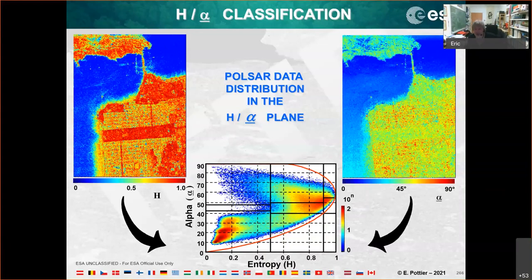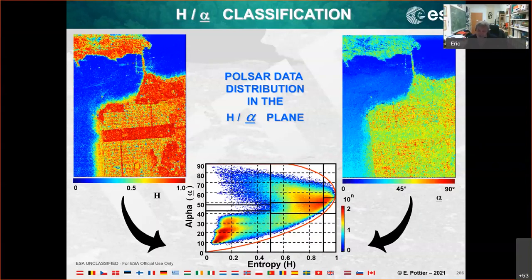So the idea was to try to find a physical interpretation. So this is what we did from a theoretical approach. And we have seen that in the case of a single bounce, alpha parameter is close to zero. In the case of a double bounce, alpha parameter is close to 90 degrees. And in the case of a volume scattering, alpha parameter is close to 45 degrees. Okay. So this is an ideal explanation of this parameter.